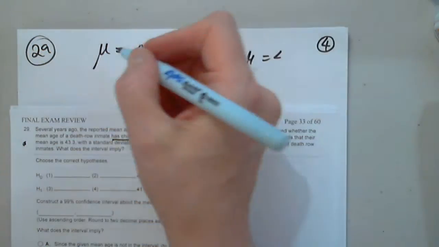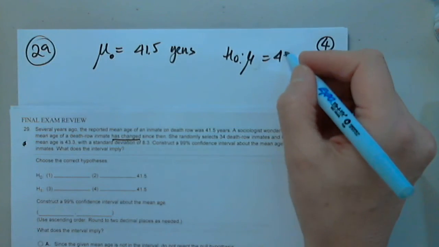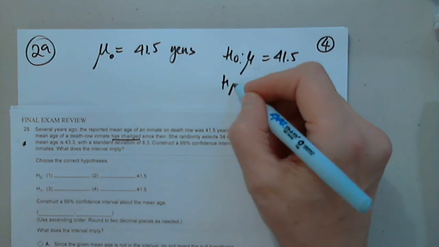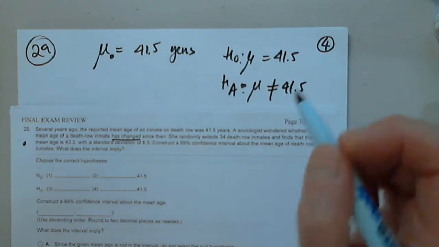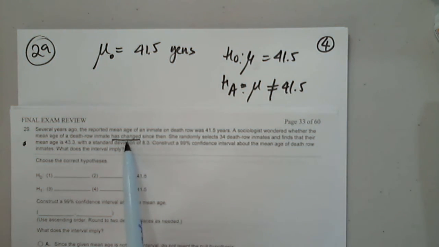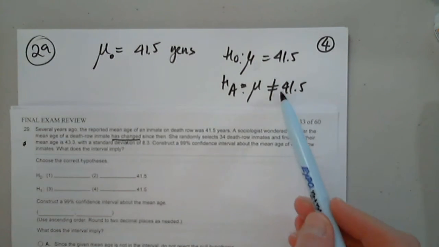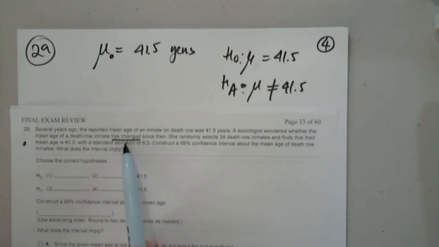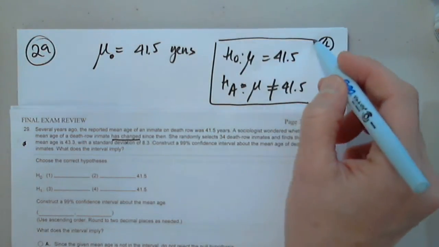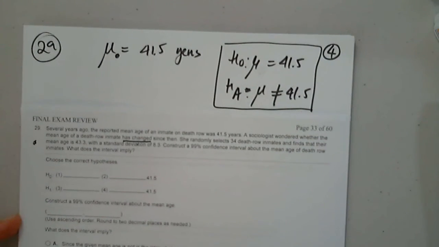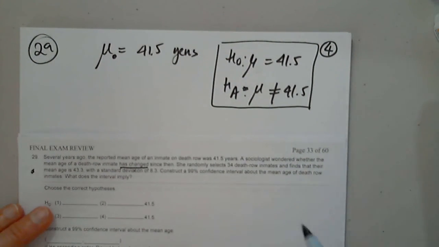So if we had to conduct a test of hypothesis, we only have one population here, so mu equals 41.5, which is mu0, is the null hypothesis, and the alternative will be that mu does not equal 41.5. It doesn't say increased or decreased, but it says has changed since then. So we would have to write that first.